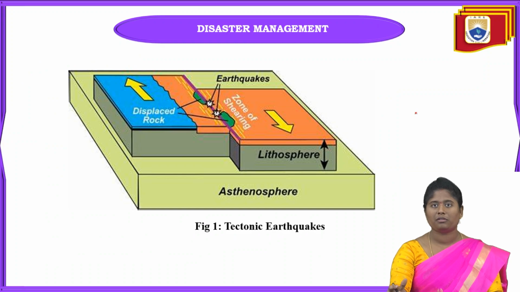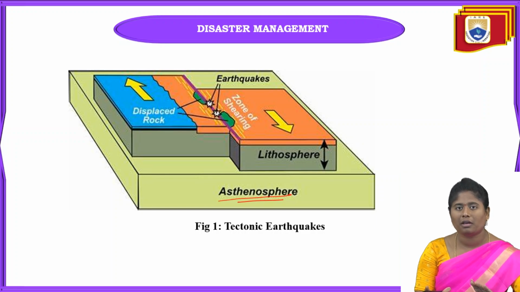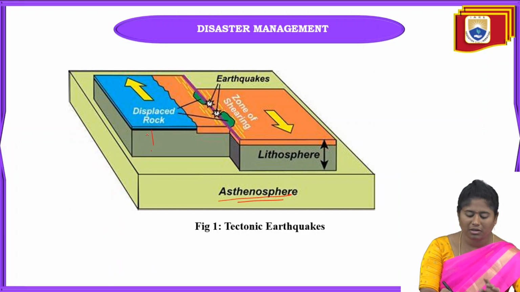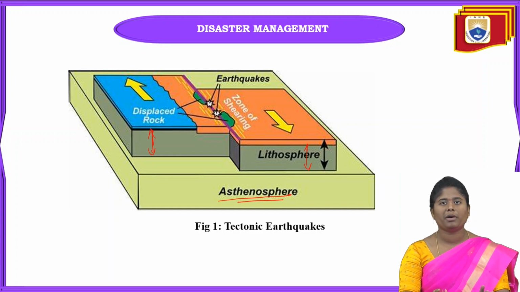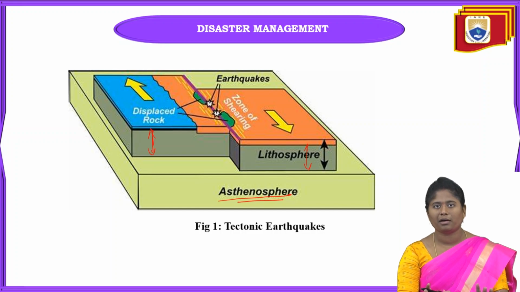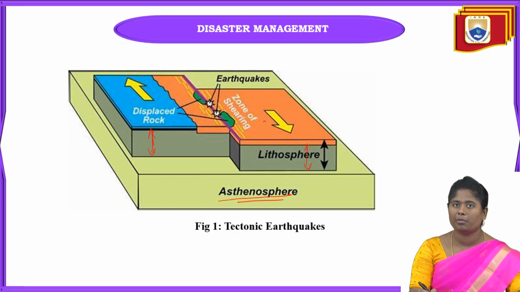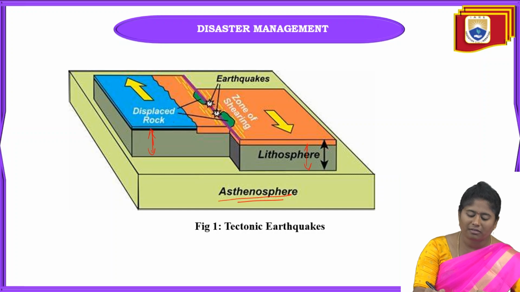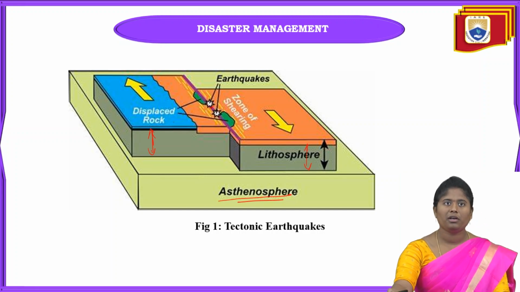Let us see how a tectonic earthquake occurs. Here this is the asthenosphere, just below the lithosphere; these are all the surfaces of the earth. Here you can see the plates. When any rock is stressed, automatically the plates rub against each other, and at that time a tectonic earthquake occurs. Here you can see the displaced rock and the zone of shearing. When these two rub against each other, the earthquake occurs where this rubbing action takes place. That is called the tectonic earthquake.